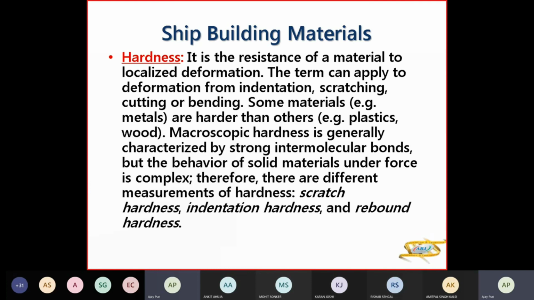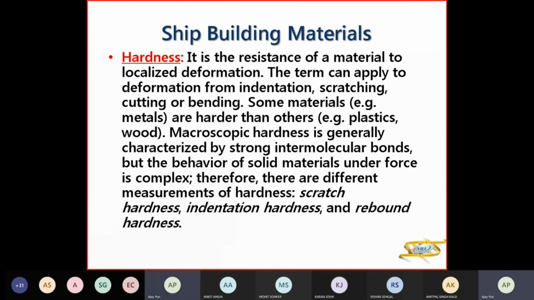Now we'll come to hardness. Why do we have to understand the term hardness? Because we have a hardness test for steel, and shipbuilding steel will undergo hardness testing. Hardness is the resistance of a material to localized deformation. You can deform a material by indentation. Indentation is when you keep a heavy load there, and that area will get bent. Then there is scratching, or nail hardness. Will it leave a scratch on the material? That is nail hardness, and there is also cutting or bending. Some materials are harder than others, like plastics and wood. Macroscopic hardness is characterized by strong intermolecular bonds.